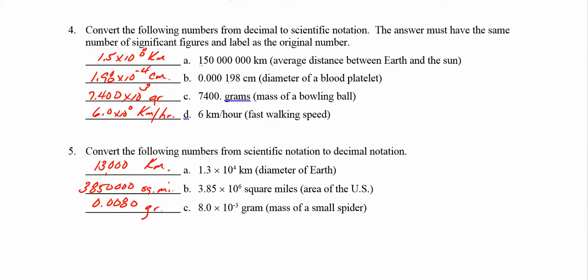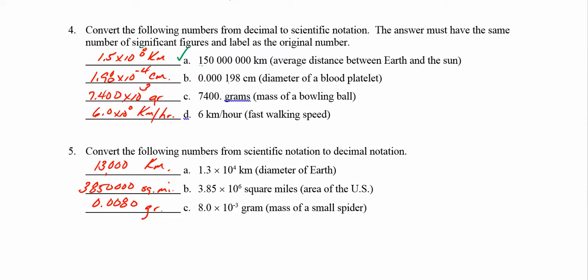Number 4 says convert the following numbers from decimal to scientific notation. The answer must have the same number of significant figures and label as the original number. We've got 150 million kilometers. It's the average distance from the Earth to the Sun. If I start here on the end and work my way back, 1, 2, 3, 4, 5, 6, 7, 8. I moved 8 places to the left. So I'm going to write 1.5. I can only have one number to the left of the decimal. 1.5 times 10 to the 8th kilometers. And that'll do it for A. Remember, there's only two significant digits, so don't add zeros on the end.